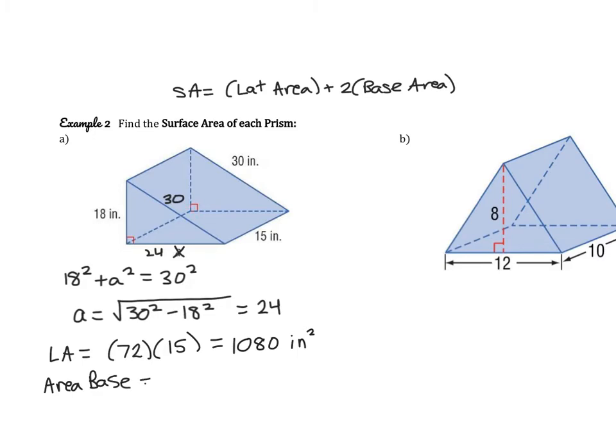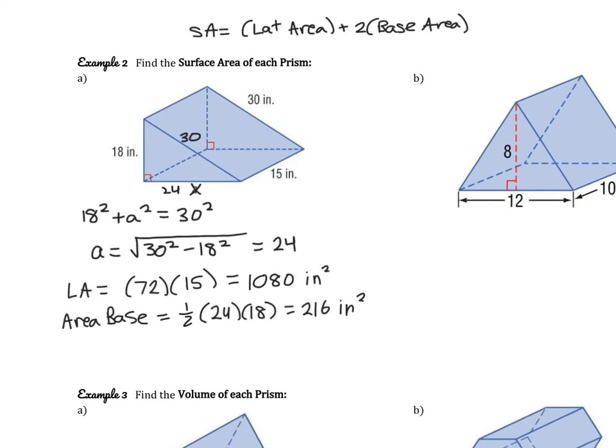And then we can find the area of the base. It is a triangle, so in this case it's going to be 1/2 times the base times the height, and they are perpendicular, so they will work for this formula. So times 24 times 18. So the area of one base is 216 inches squared.